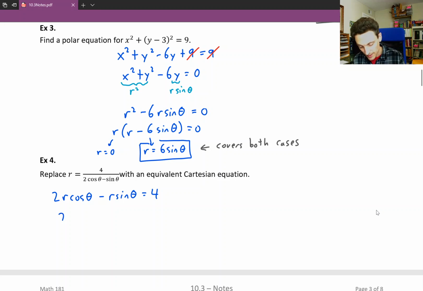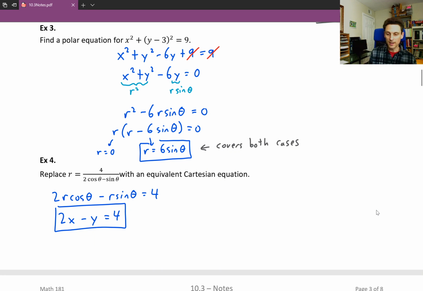The r cosine theta is x, the r sine theta is y. So we have 2x minus y equals 4. And you might recognize that, that's just the equation for a line. So in this case, it's much easier to represent this line with the Cartesian equation than the polar equation. But sometimes polar equations are better. Like if you want to make a circle with radius 1 at the origin, r equals 1 is much easier than x squared plus y squared equals 1.